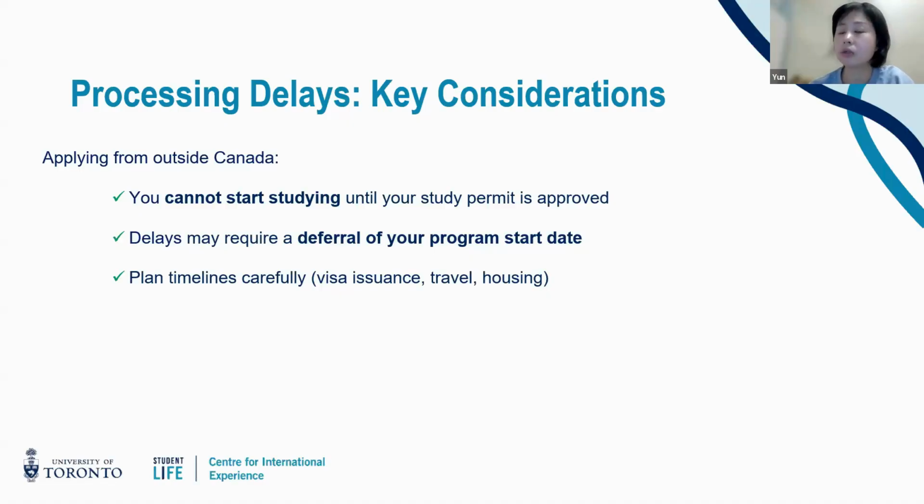Okay, you should tell them through the web form that because of the delay in the processing of my study permit, I will not be able to start my study as scheduled in September 2026. I have communicated with my registrar's office and they agree. They allow me to defer the start of my study to January 2027 or September 2027.